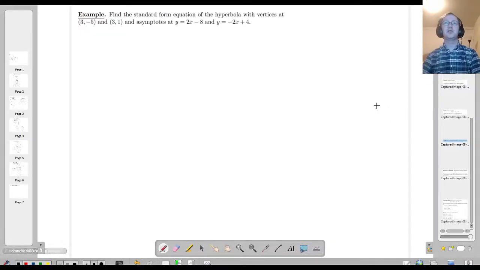In this example, we're going to try to figure out the standard form equation of a hyperbola based on its asymptotes and some other information. So let's try this one out. I want to start by just sketching what we have so far.